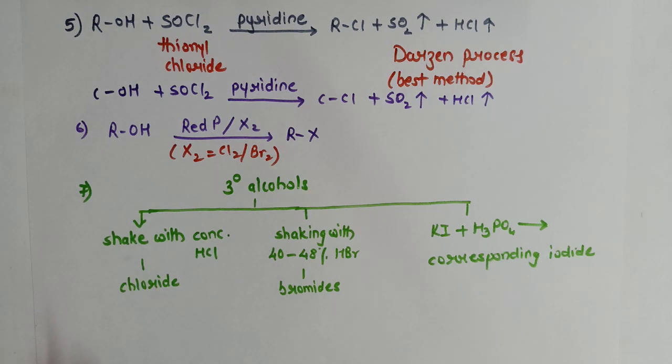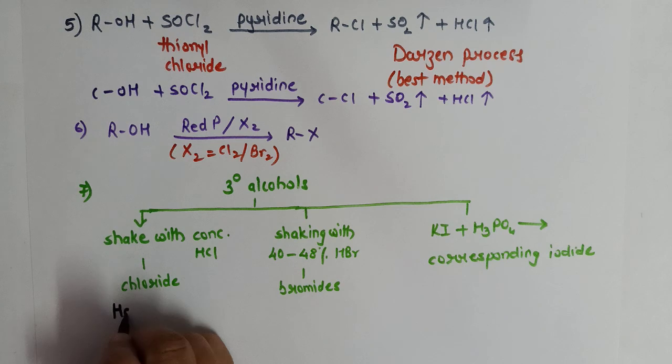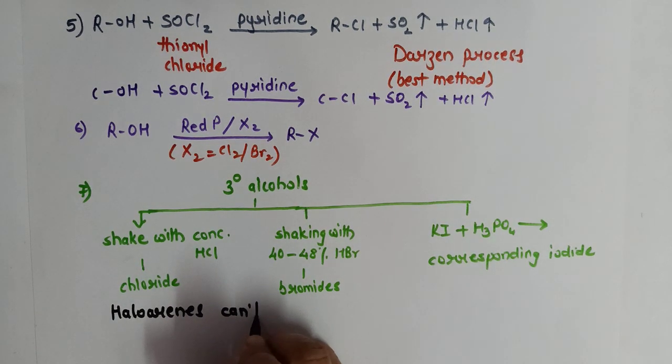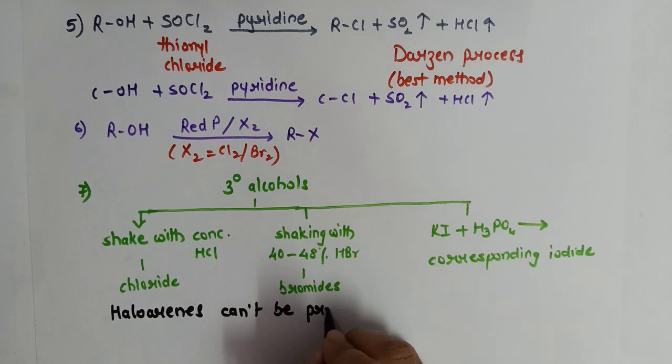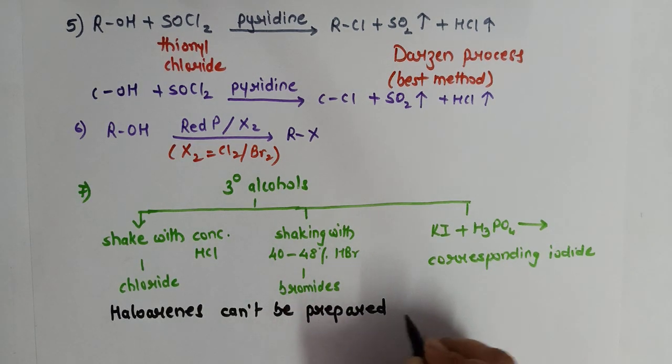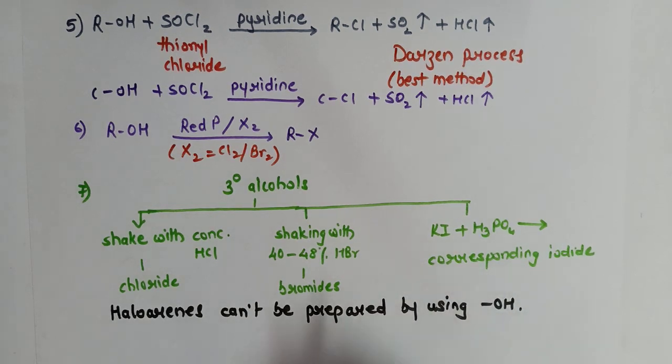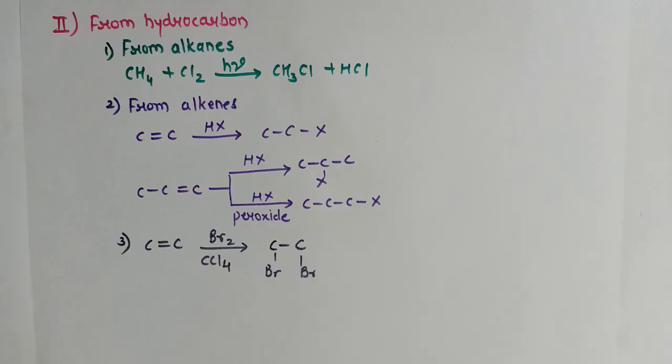In all the methods we have seen up till now, remember haloarenes can't be prepared by using alcohol. Anyway, the preparation of haloarene we will be discussing in detail in the haloarene part. Right now I am just giving you the introduction that haloarenes cannot be prepared by substitution of the OH group. So we will move to the next method of preparation, that is from hydrocarbon.